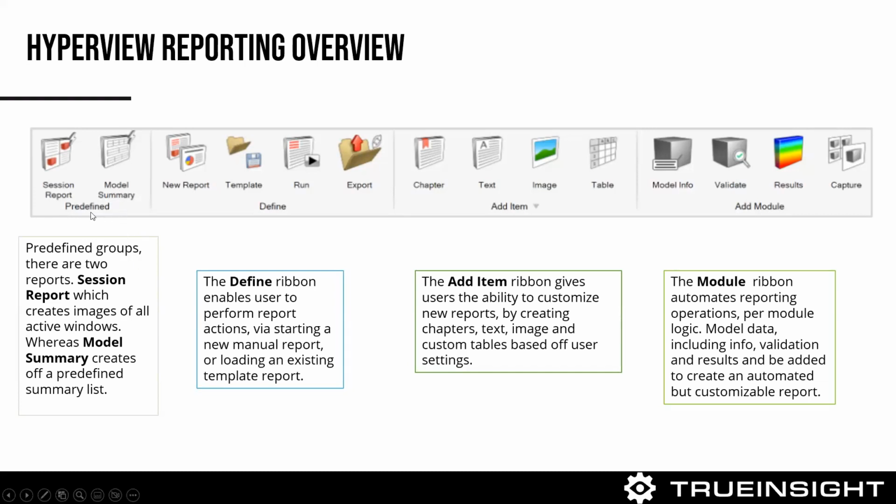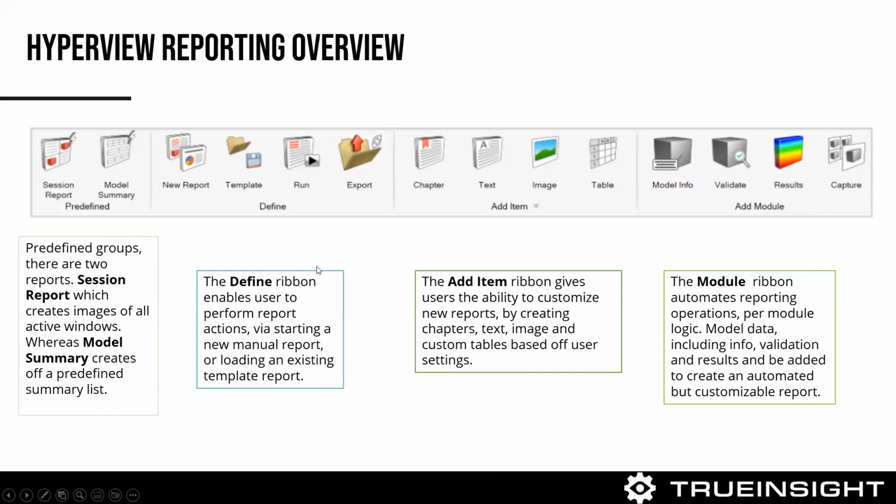And then the other predefined, so predefined means these are automated reports that are built into HyperView, is the model summary, where you can go off a predefined summary list and it's going to create a report automatically for you. And I'll show an example of both of these. But the real power of HyperView is its capability to create template reports. I know I've worked with a number of customers in the aerospace and automotive realm that have custom reports, how you're building things out. You can actually build a custom report, and we will build a custom report so you get a feel for it, and then save those templates and then reload them.